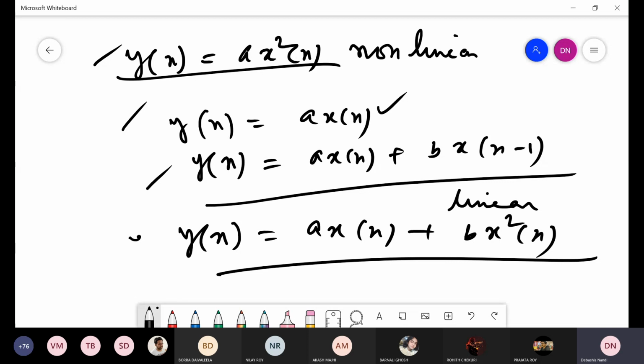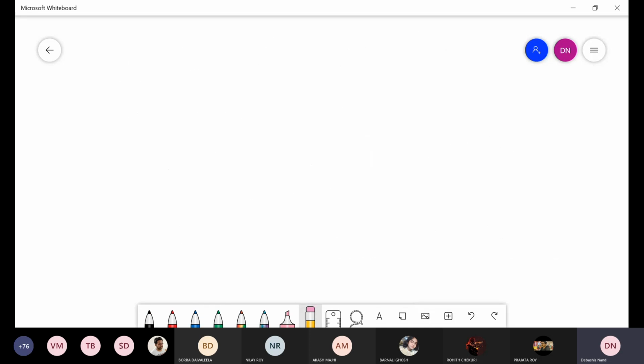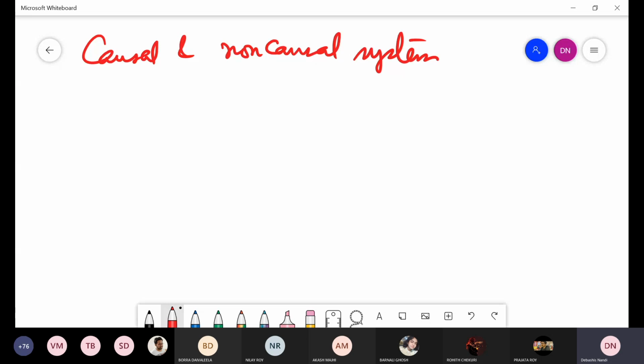So this is the case. Now the fourth one is causal and non-causal system. Okay, causal and non-causal system. If a system's output depends on the present input and the past outputs or past inputs, then the system is called a causal system.